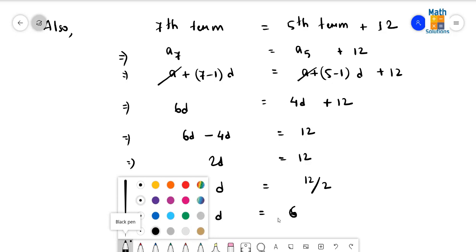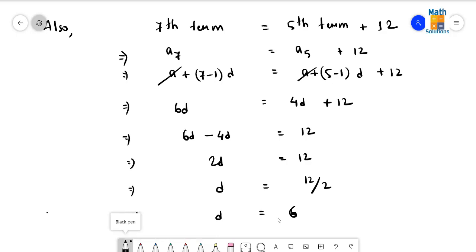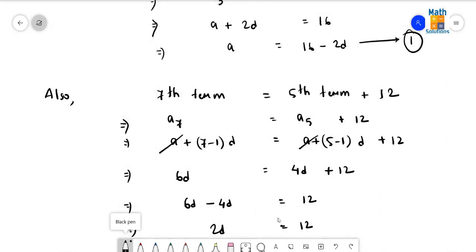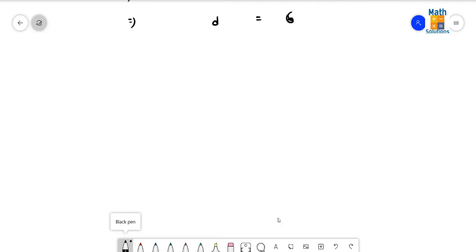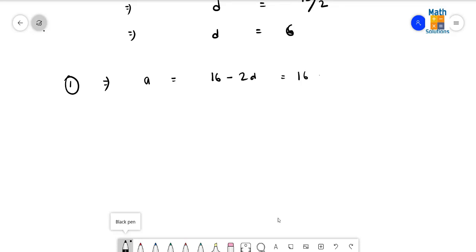So after this I have to get the value of the first term. For getting the value of the first term I have to use the first condition, that is a is equal to 16 minus 2d from 1. One implies a equals 16 minus twice d. Then 16 minus 2 into 6. So 16 minus 12, the answer is 4. So the first term is 4 here.